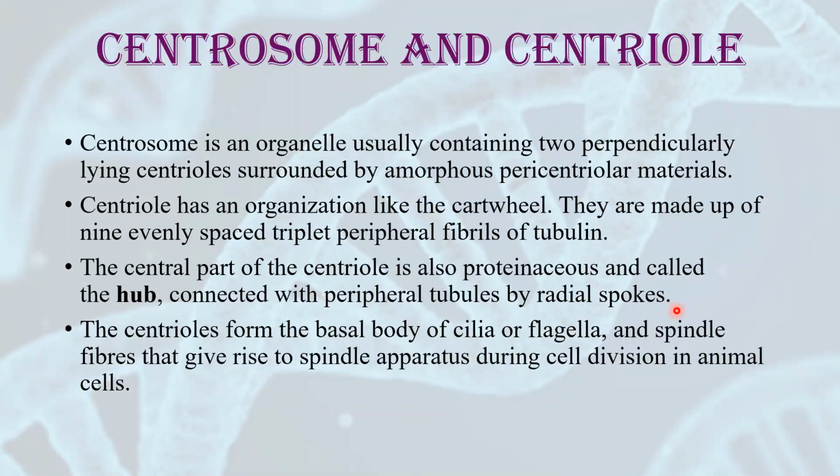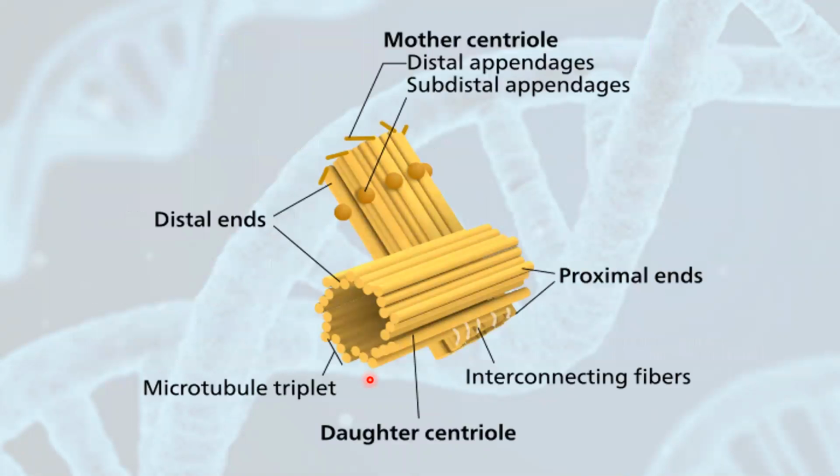It is connected with peripheral tubules by radial spokes. Same like cilia and flagella, radial spokes were there to connect the peripheral tubules to the central tubule. Here also radial spokes are present. The centrioles form the basal body of cilia or flagella. From these centrioles a basal body will arise, and from the basal body, cilia and flagella will arise. Centrioles are also responsible for forming spindle fibers, which give rise to the spindle apparatus, which is important during cell division. But these centrioles are present only in animal cells and not in plant cells.